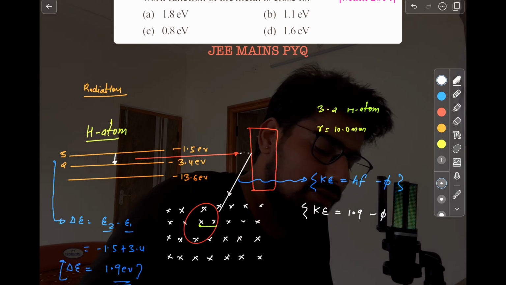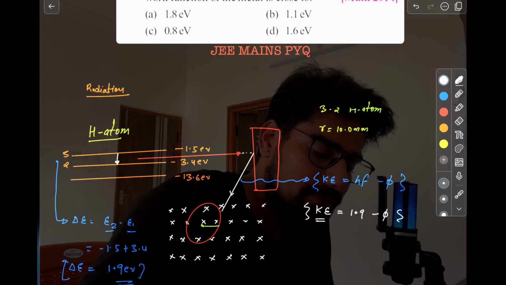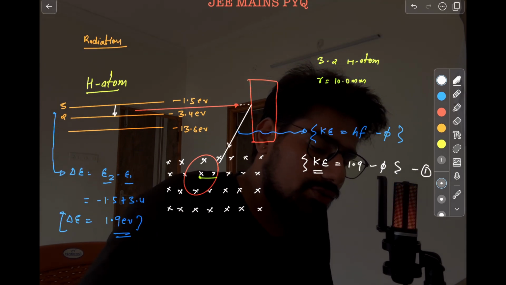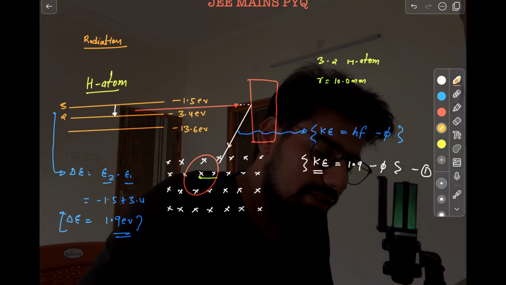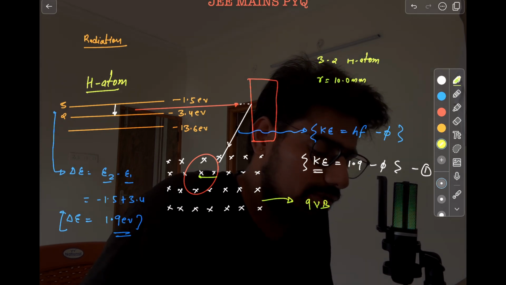Now the problem is, if I know the kinetic energy, then I can find out phi, right? So let's call it equation 1. For the kinetic energy, now I am going to apply the concept of the magnetic field and the charge. When the charge enters any magnetic field, then the force on it is QVB, right? So the force on it is QVB, provided V is perpendicular to B.